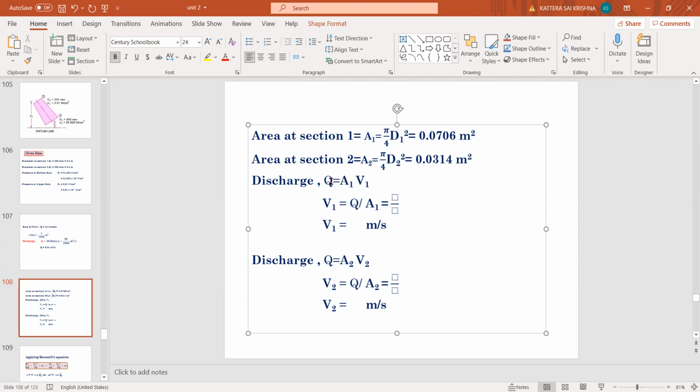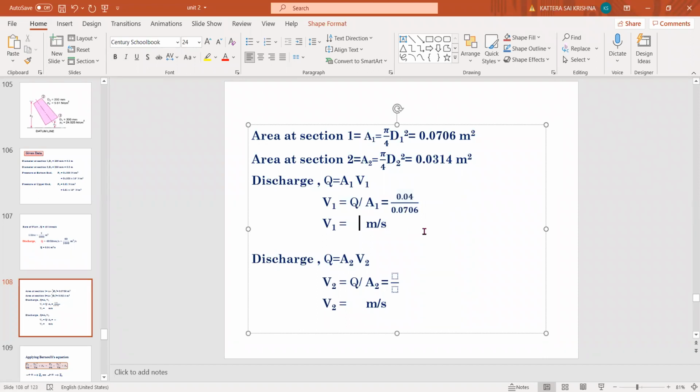So now the discharge value is already there for us, that is 0.04. Discharge Q equals A1 V1, and Q equals A2 V2, you can use both. From this you can find V1 equals Q by A1. So the discharge value 0.04 divided by area 1, 0.0706.